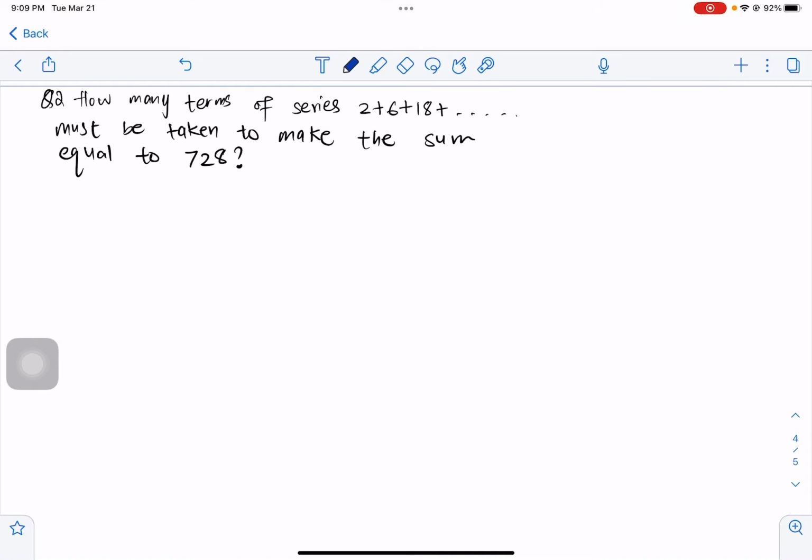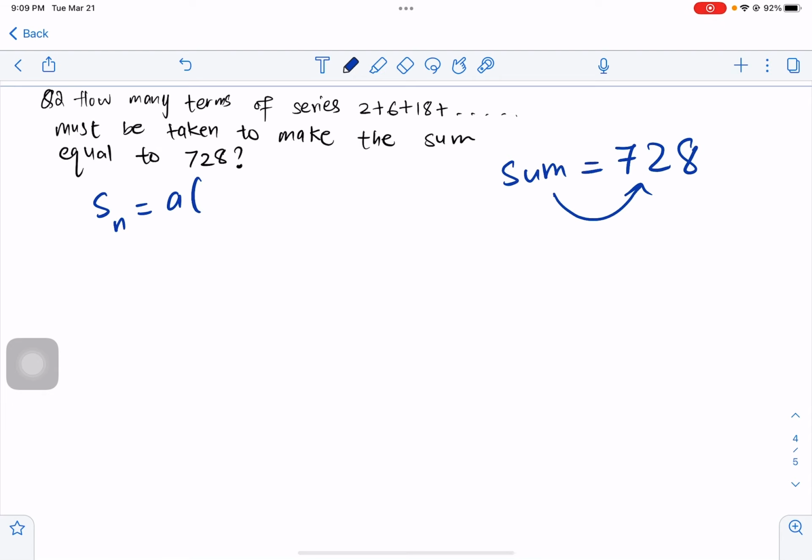Okay, this question says how many terms of the series must be taken to make the sum equal to 728. So see, you have the result of the sum, and in your GP the sum is found by a times r raised to n minus 1 divided by r minus 1.